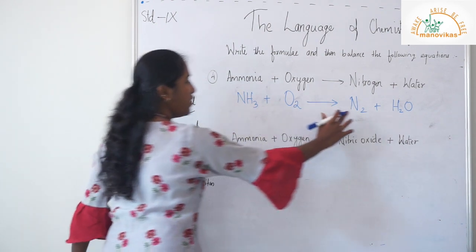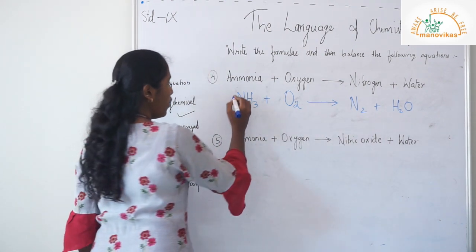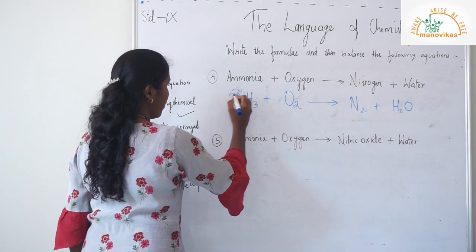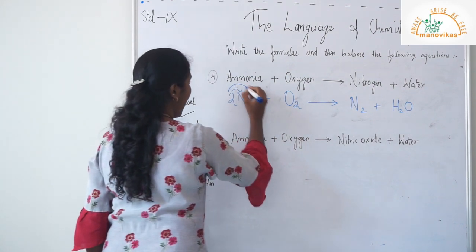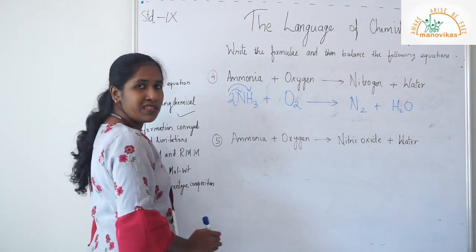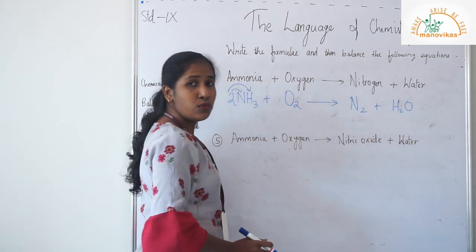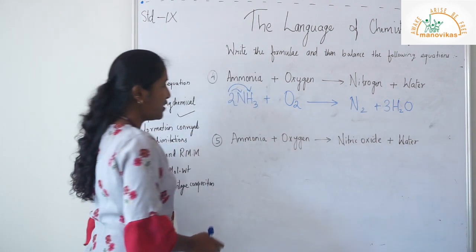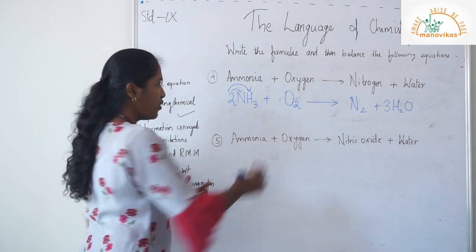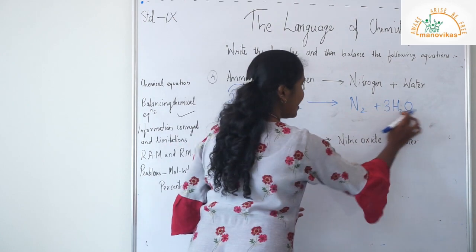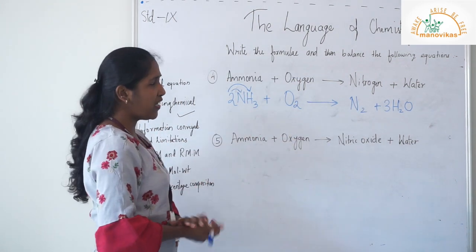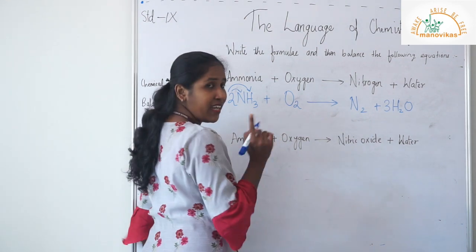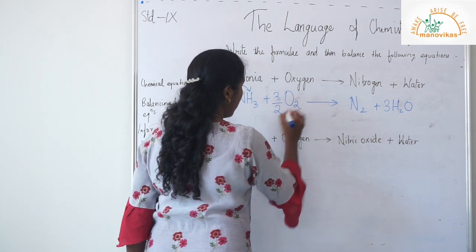Nitrogen here is 1. Here it is 2. So what I will do? I will multiply it by 2. So nitrogen is 2, but this 2 is multiplied to hydrogen also. Hydrogen will become 3 2s are 6, and over here hydrogen is 2. So I will multiply it by 3, so that will become 6. But what about oxygen? Oxygen here is 2 and here it is 3. So you can only change over here. To make it 3, I will write it as a fraction. Correct. So it is 3 by 2.